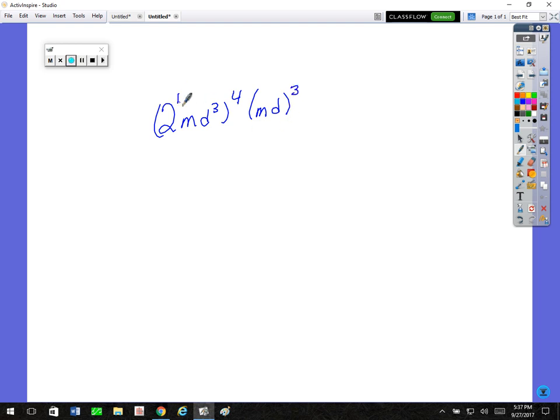Well, first off, let's check. We've got to have an exponent. So we're going to raise the exponent. Boom, boom. Here we go. Just keep drawing all of your rainbows.